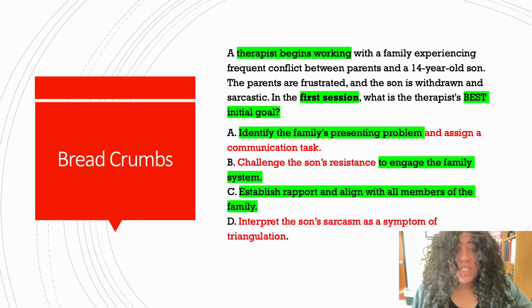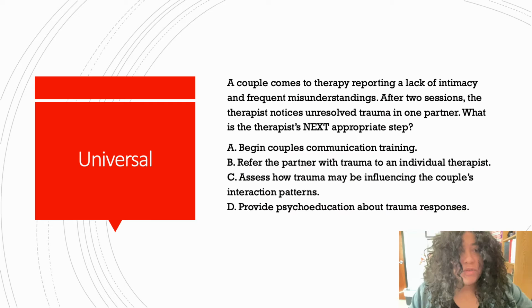D says interpret the son's sarcasm as a symptom of triangulation. First of all, you're moving too fast. You don't assume, you don't interpret, because you don't know this family. You just met them. It's the initial session, which leaves us at C, establish rapport and align with all members of the family, right? Sounds pretty easy, right, for a universal question.